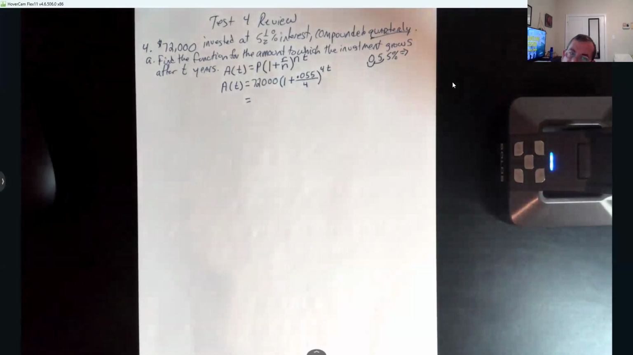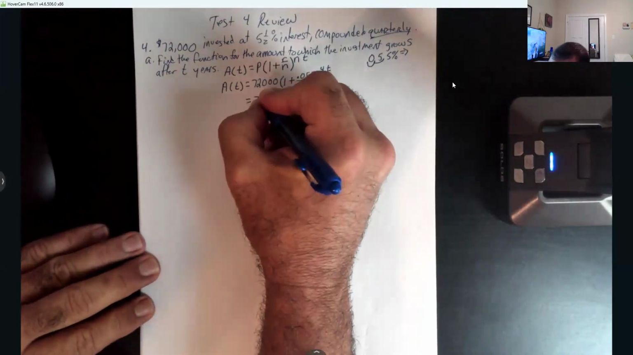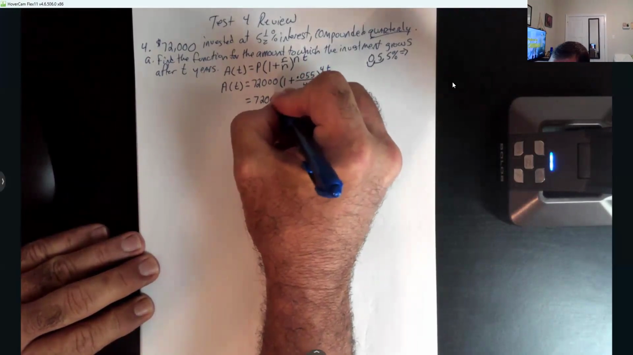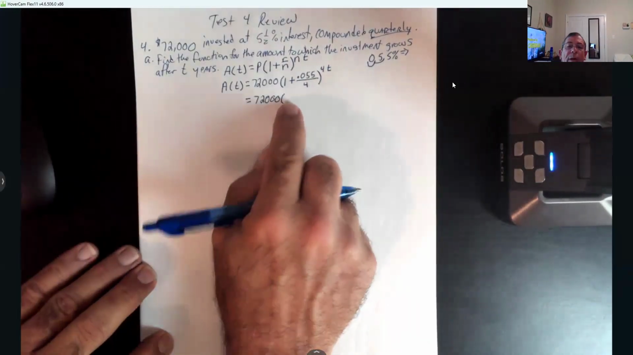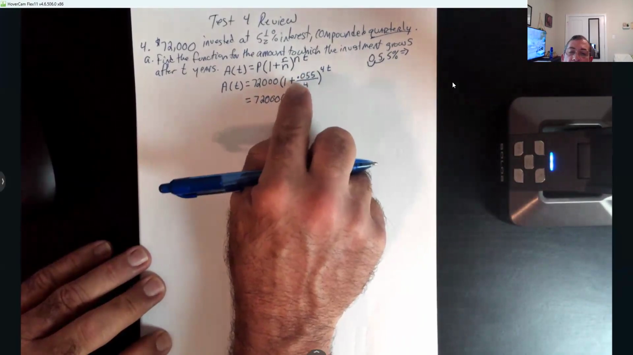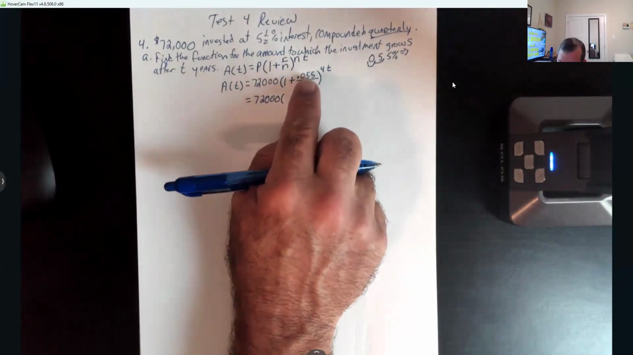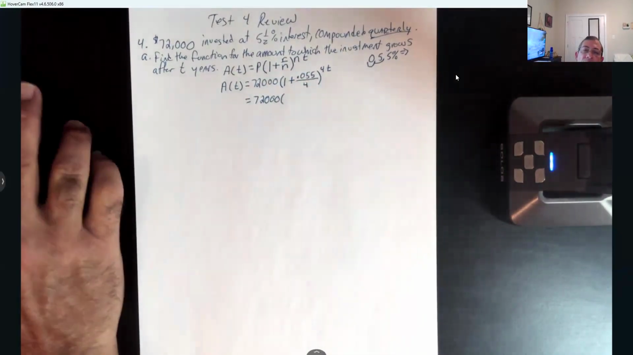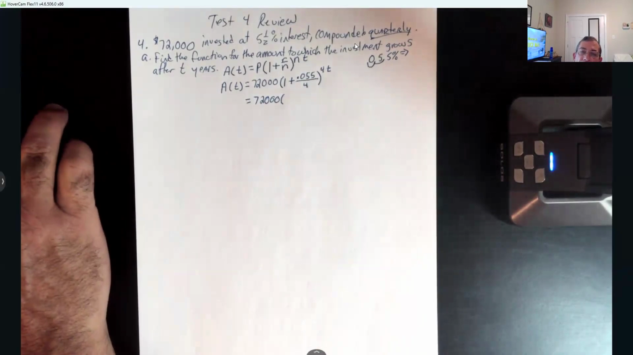Now, this is the one MathLab was picky about. So bring down the 72,000. And then what we got to do is simplify the part inside the parentheses, okay? So let me just go see what I get on the calculator when I punch that in.